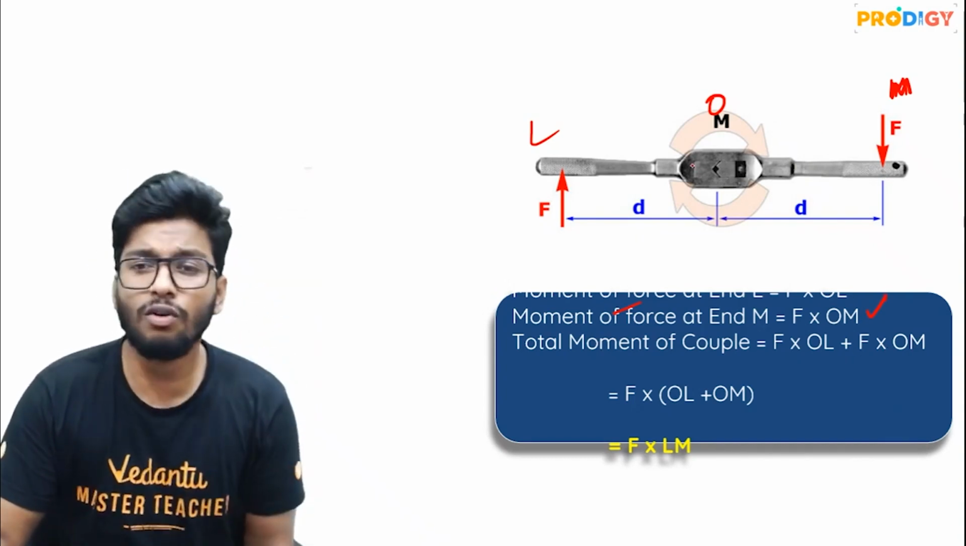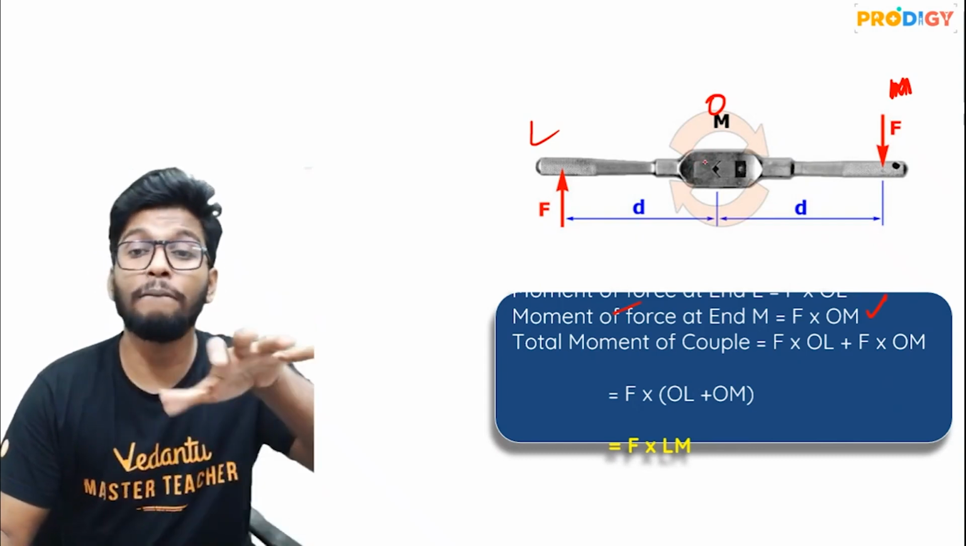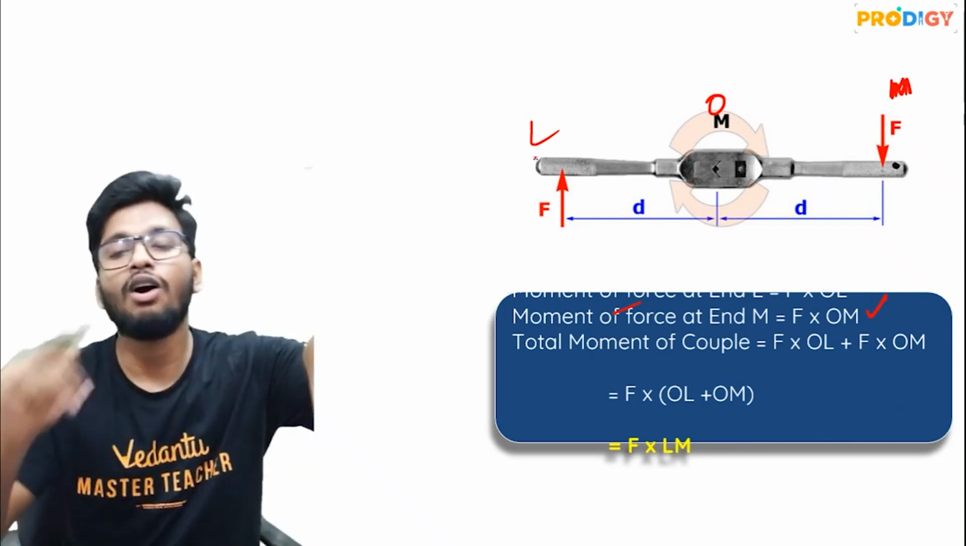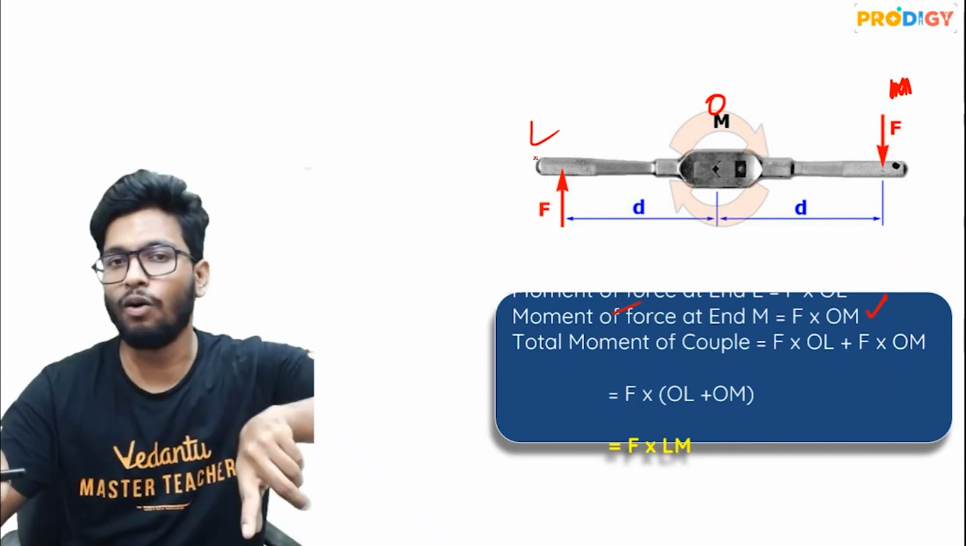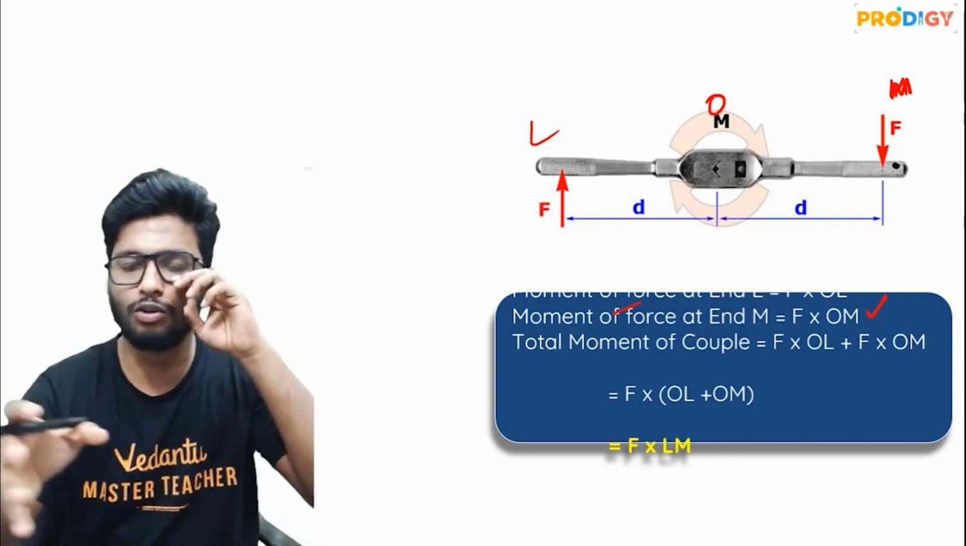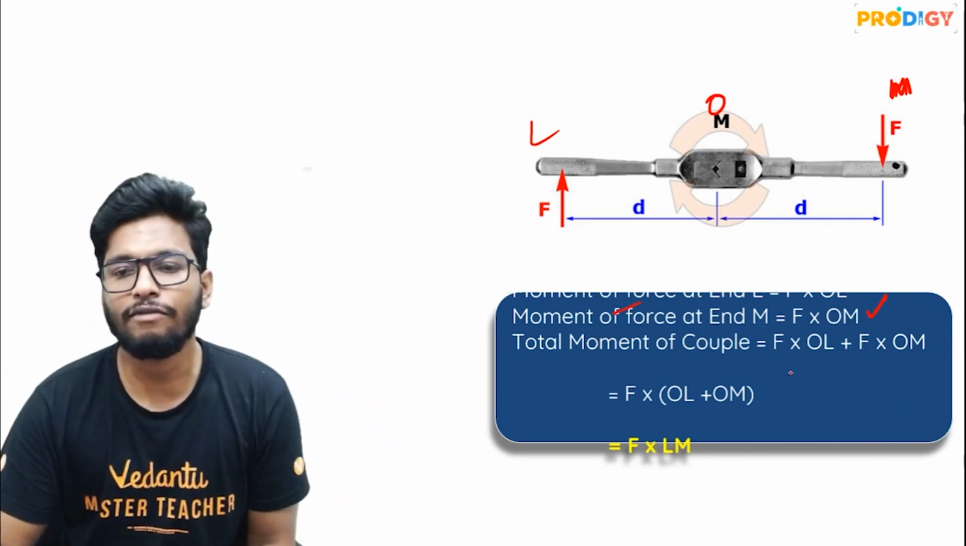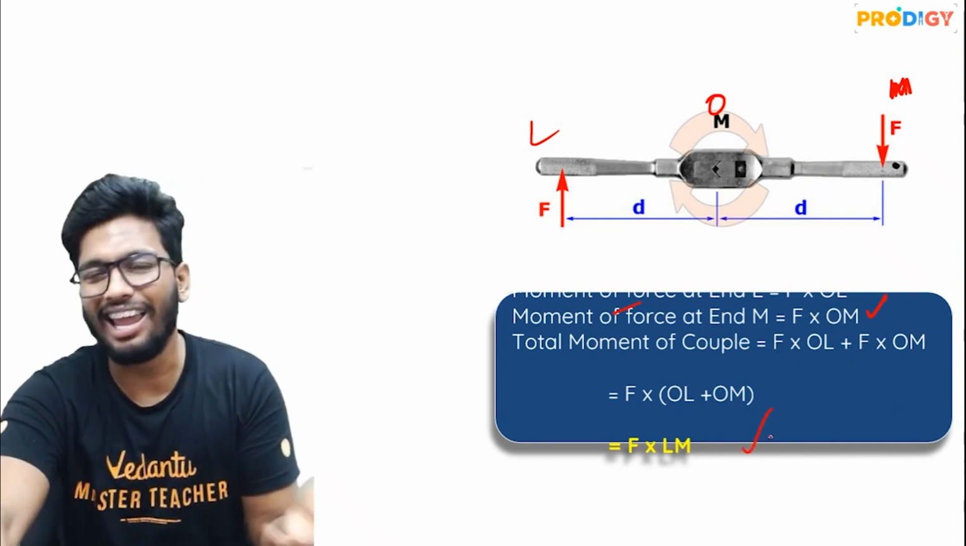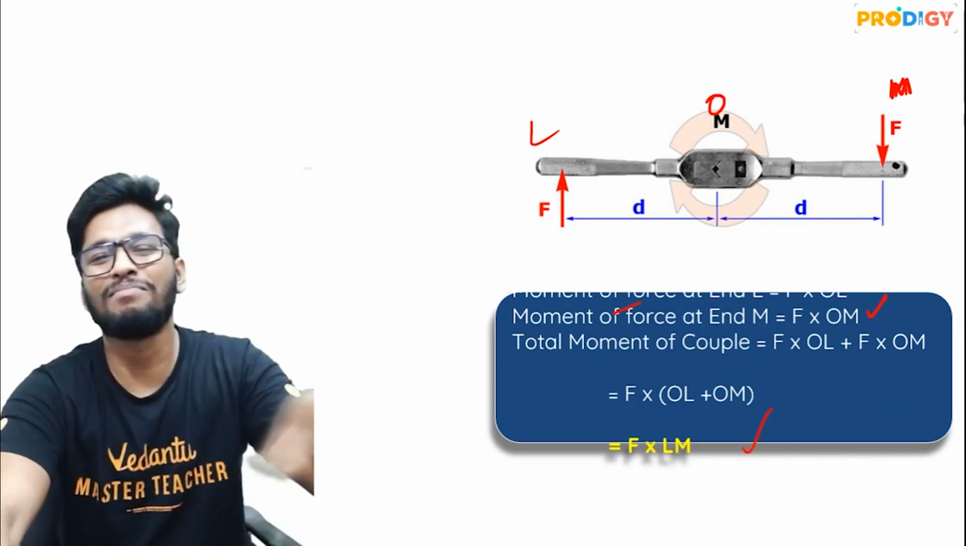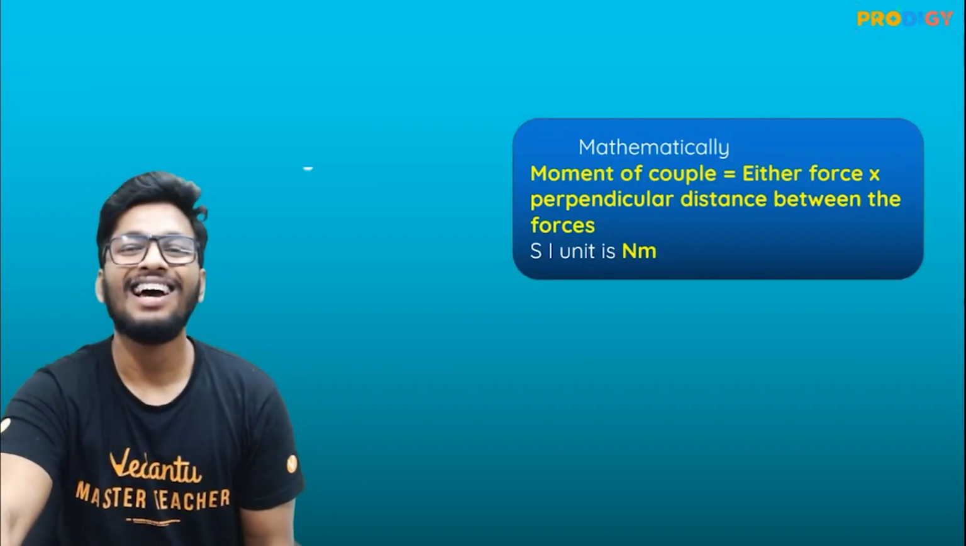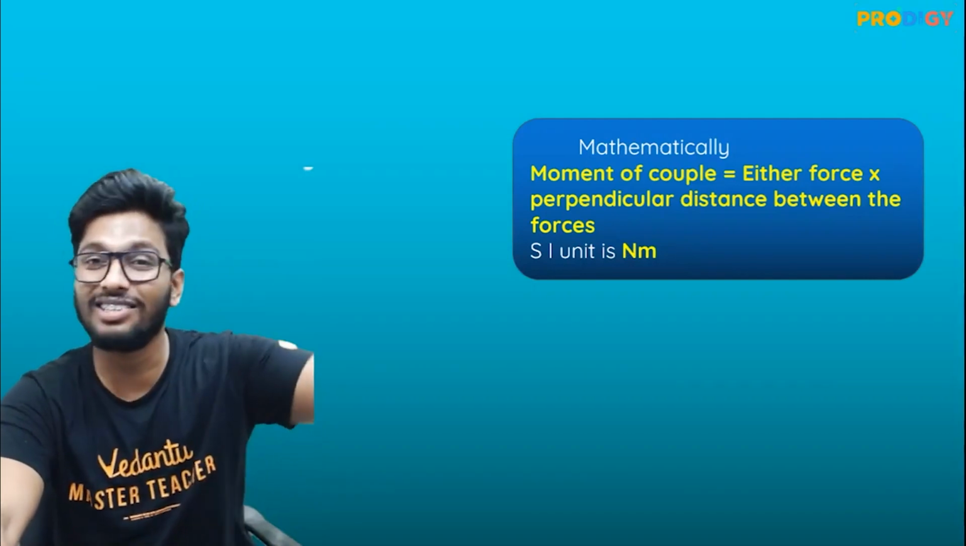Then the moment of force acting about O because of the force acting at L would be F into LO. So when you add them both up to find out the total moment of couple, you will get it as F into LO plus F into LM, which is nothing but force into the perpendicular distance between the two forces. So yes guys, mathematically this is the formula, and once again I'm sorry about that.